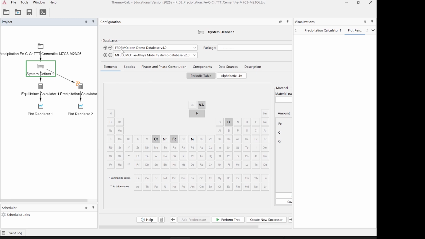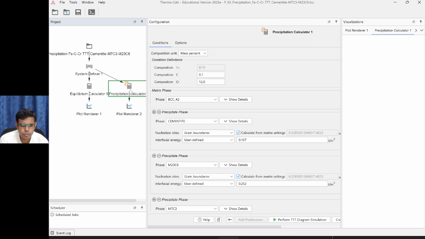Two databases, FEDEMO and MFEDEMO, are both used. Three elements, Fe, Cr and C, are selected. I go to the Precipitation Calculator and show you the setup. Carbon 0.1 mass percent, chromium 12 mass percent, and the matrix phase is BCC. In the precipitate, there are three different phases: cementite is one phase, M23C6 is one phase, M7C3 is one phase. These two are carbides. Cementite, the iron carbide, will anyway form. These are the different phases that are going to appear in this alloy.